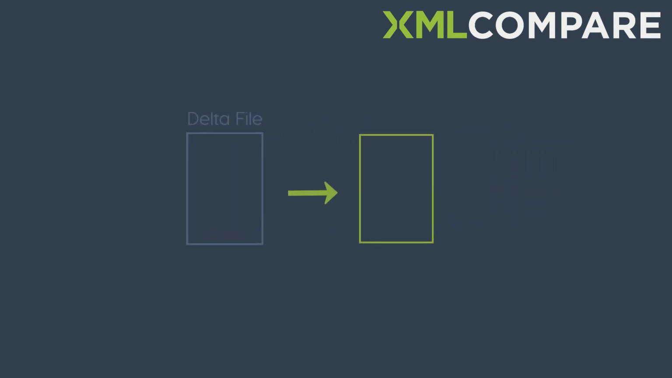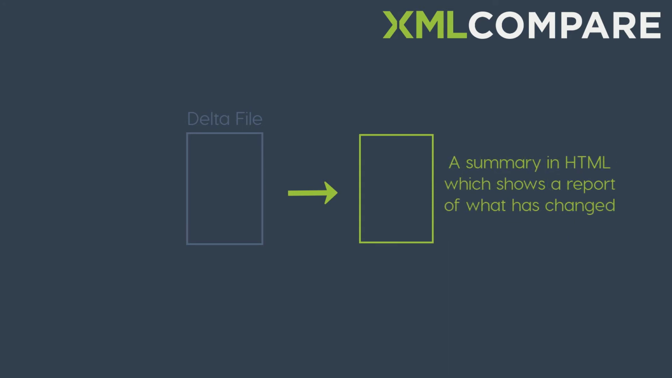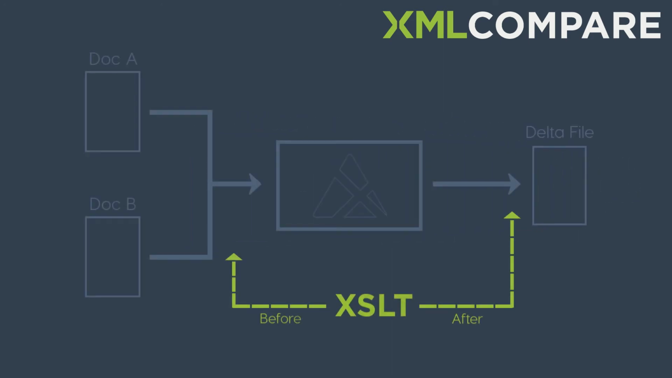You might want to create a valid DITA document, for example, that contains DITA markup to show the changes. You might want to create a track change view of the result so that you can look at your changes in Oxygen or XMetaL, Arbortext or Adobe FrameMaker. You might want to produce a summary in HTML that provides a report on exactly what's changed. All of those things are possible with this pipelining architecture. You develop XSLT to process the delta result to produce the different outputs that you need. And again, that's something that we or a partner can help you with if you don't have that expertise.